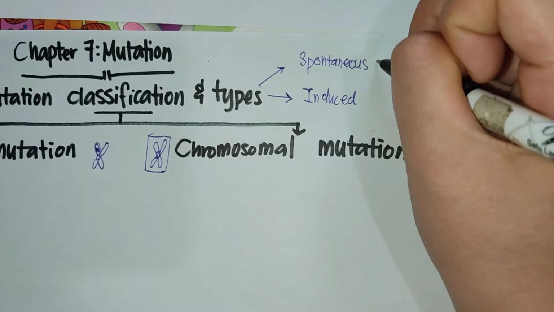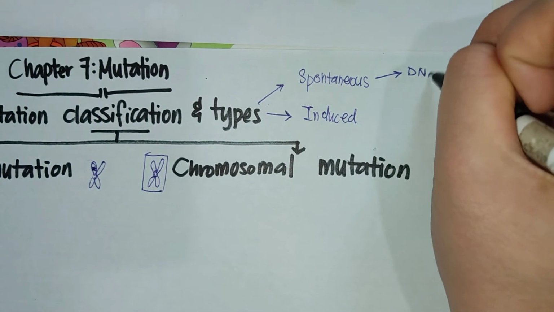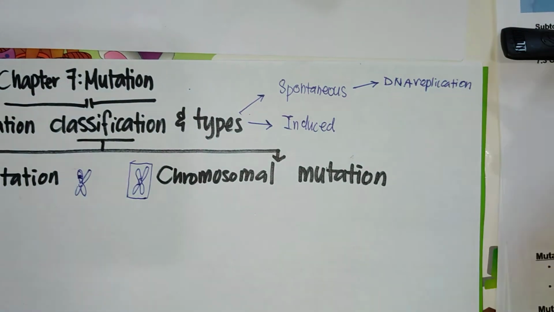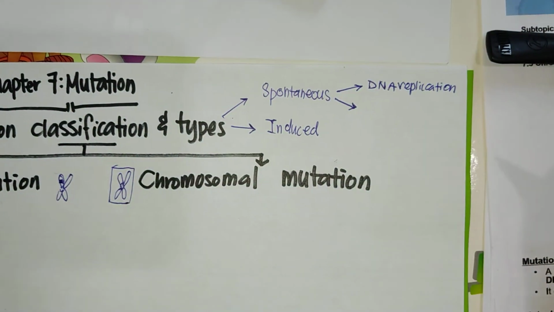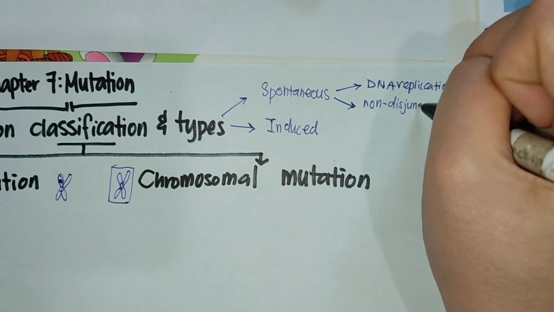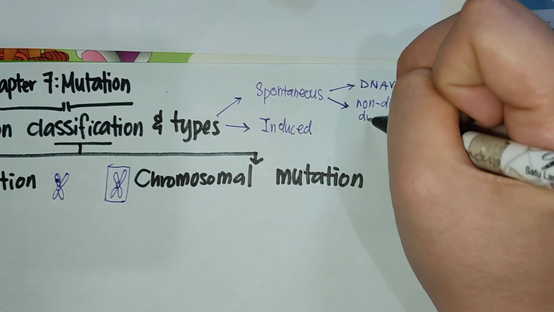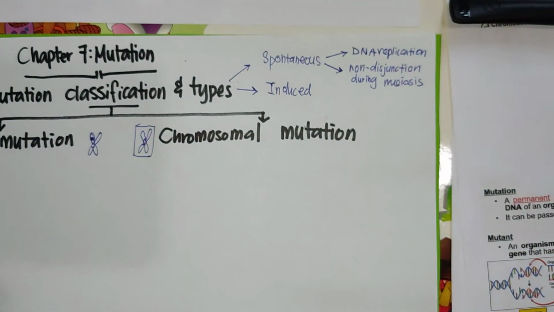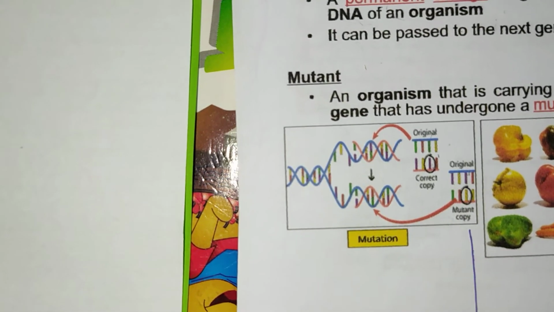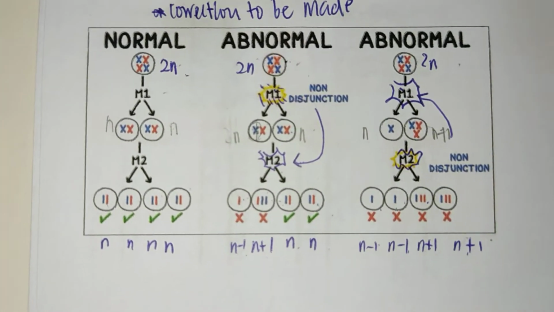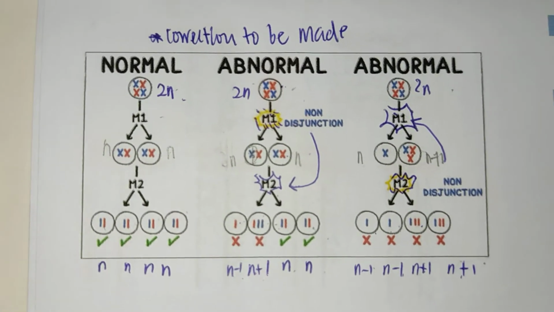If it is spontaneous mutation, it can occur during DNA replication. During DNA replication, mistakes occur and the DNA just comes out wrong. Or it can occur because of non-disjunction during meiosis. So this is an example of that mutation that occurs during DNA replication. And this is an example of the mutation that occurs during non-disjunction in meiosis.